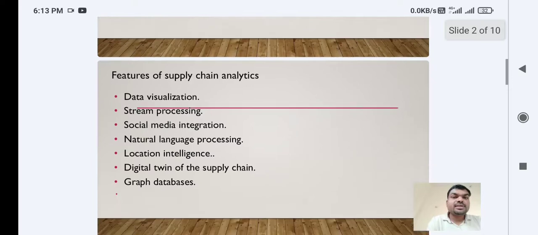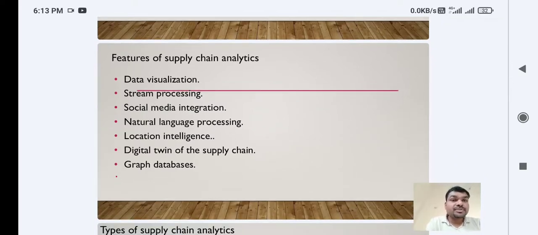The second point is features of supply chain analytics. In supply chain analytics, we get data visualization, stream processing, social media integration, natural language processing, location intelligence, digital twin of the supply chain, graph database.